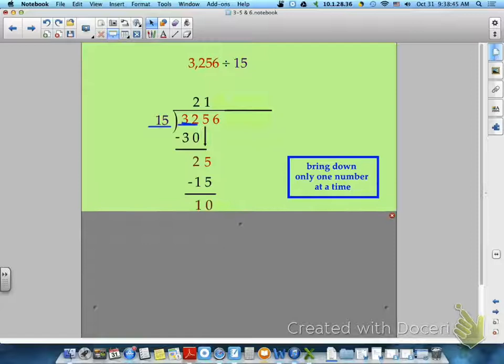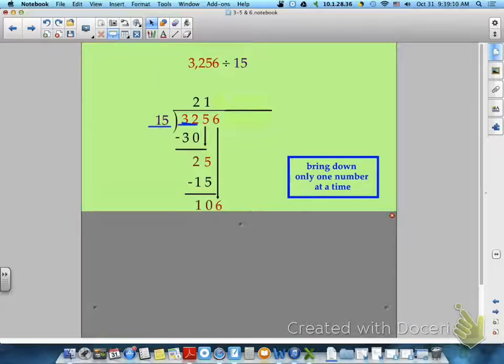All right, we have 1 more digit to bring down, correct? Mika? 6. All right, let's bring down the 6. I dropped it down, put it right next to the 10. Now I have 106. Tyler, you with me? Okay, what do I do now? What is the question you're going to ask yourself? How many groups of 15 are there in 106?